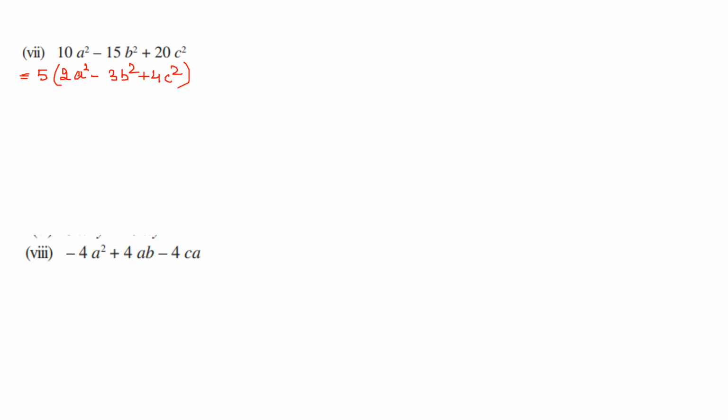Now next question is minus 4a square plus 4ab minus 4ca. So you can see in all the 3 terms 4 is there. So 4 will be the common factor, and in the variable a is present in all the 3 terms. So the lowest power of a will be the common factor. So from here I can say that 4a will be common. So from the first term I will be left with minus a. From the second term it will be plus b, and from the third term it will be minus c. So this is the factorization.